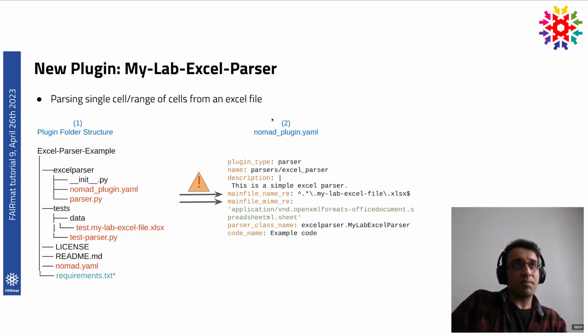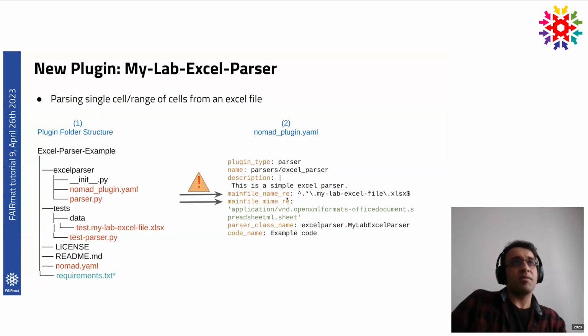One of the most important files to be changed is the NOMAD plugin YAML. There are two important keys here: one is the main file regular expression, and the other is the MIME type. Using these two keys, you can define that when you drop your Excel file, NOMAD will start looking for a specific pattern in your file name, and if it matches, the parser will pick it up and parse it.